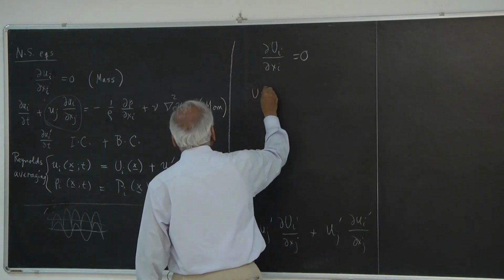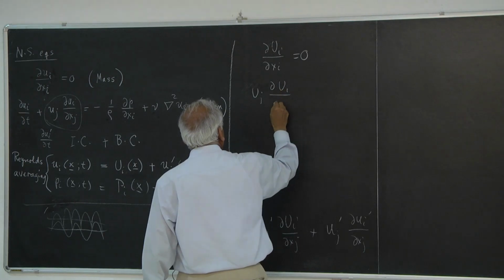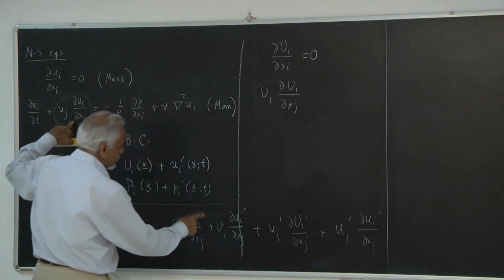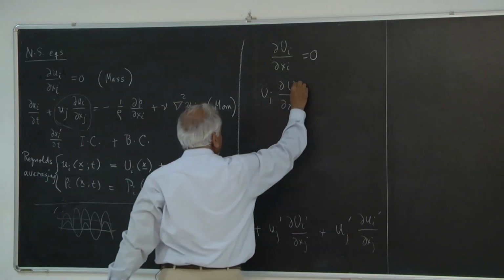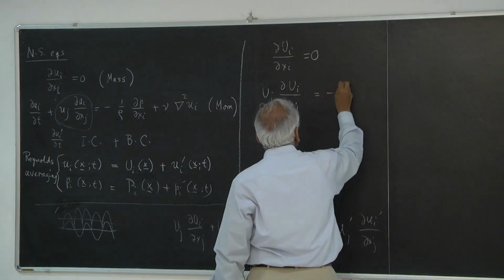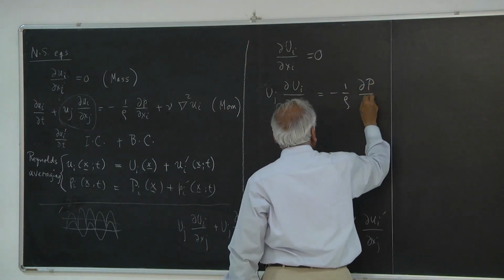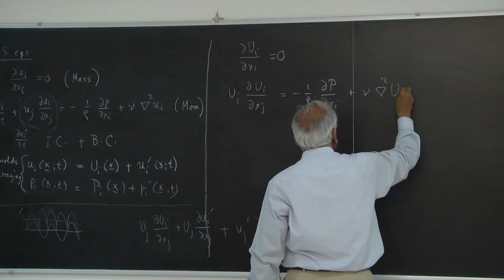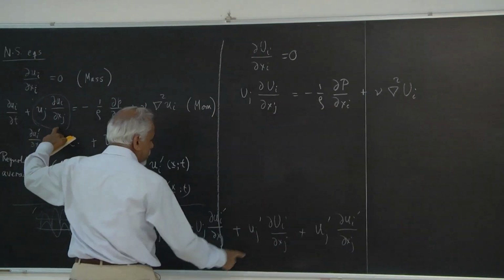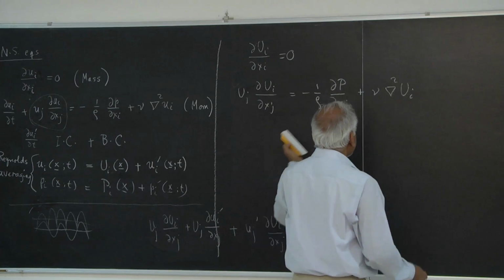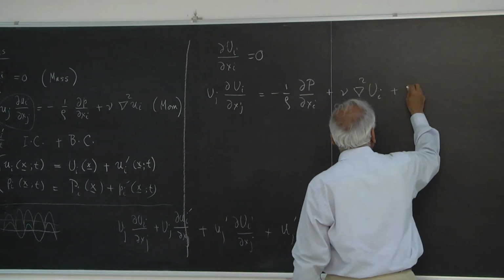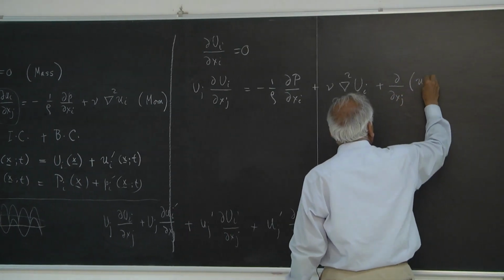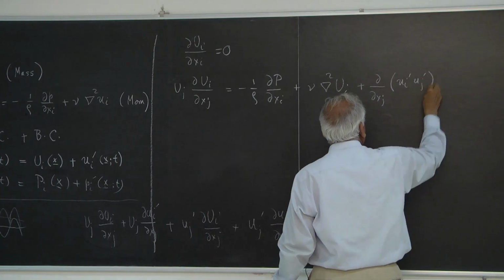uj dui dxj. This is coming from here, which is this term here. Okay, uj dui dxj equals minus 1 over rho dp dxi plus nu nabla squared ui. And I will have this fluctuation term, which I can take on this side, and I can write it as d by dxj of ui prime uj prime average.